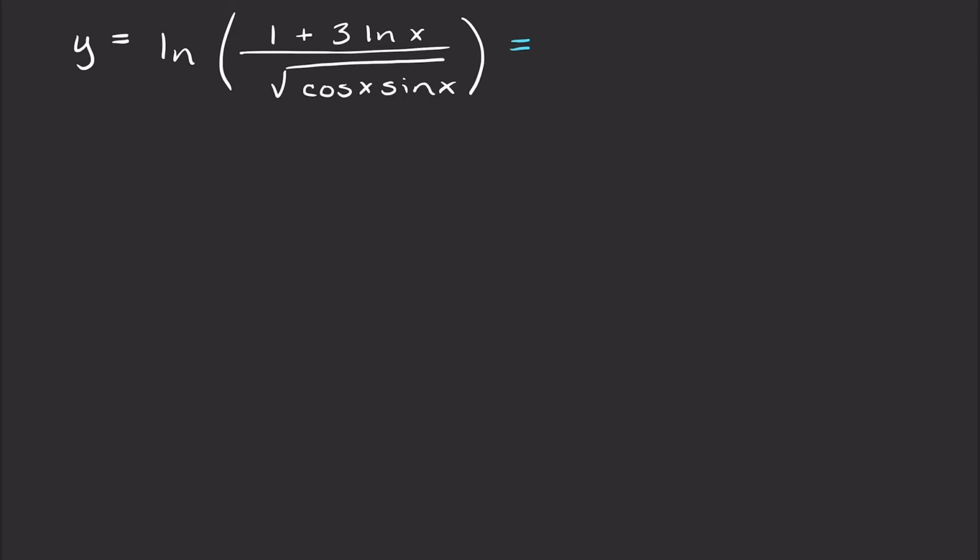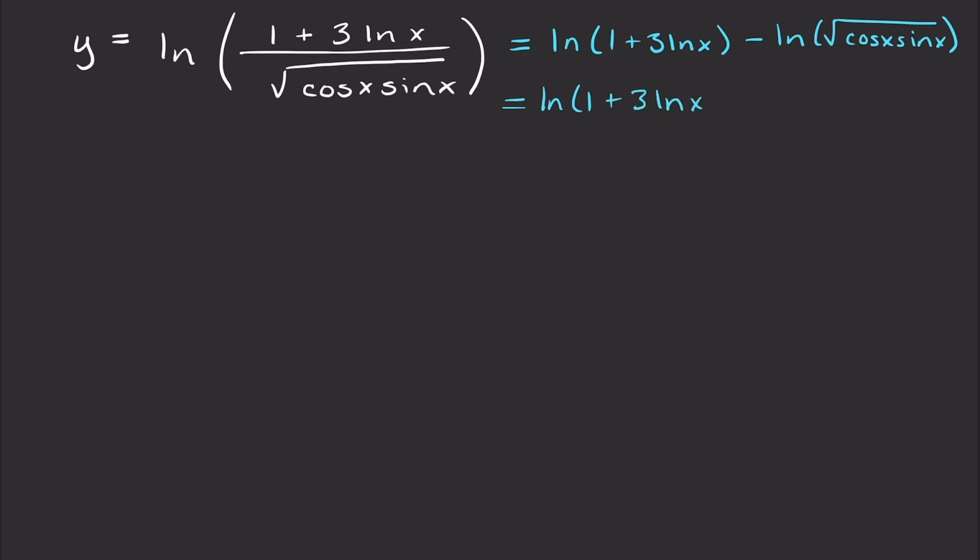So the first thing I want to do is notice this is the natural log of a quotient. That means I can write it as the natural log of the numerator minus the natural log of the denominator. So square root of cosine x sin x. Okay, now I can write this second piece as something to a power. So this is going to be cosine x sin x raised to the 1/2 power.